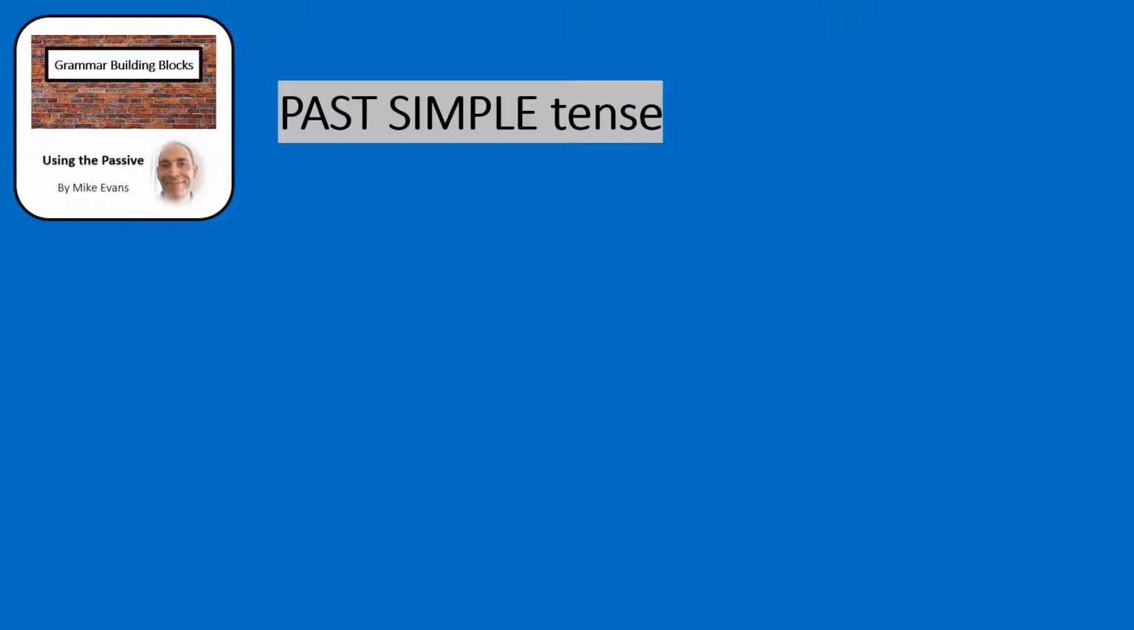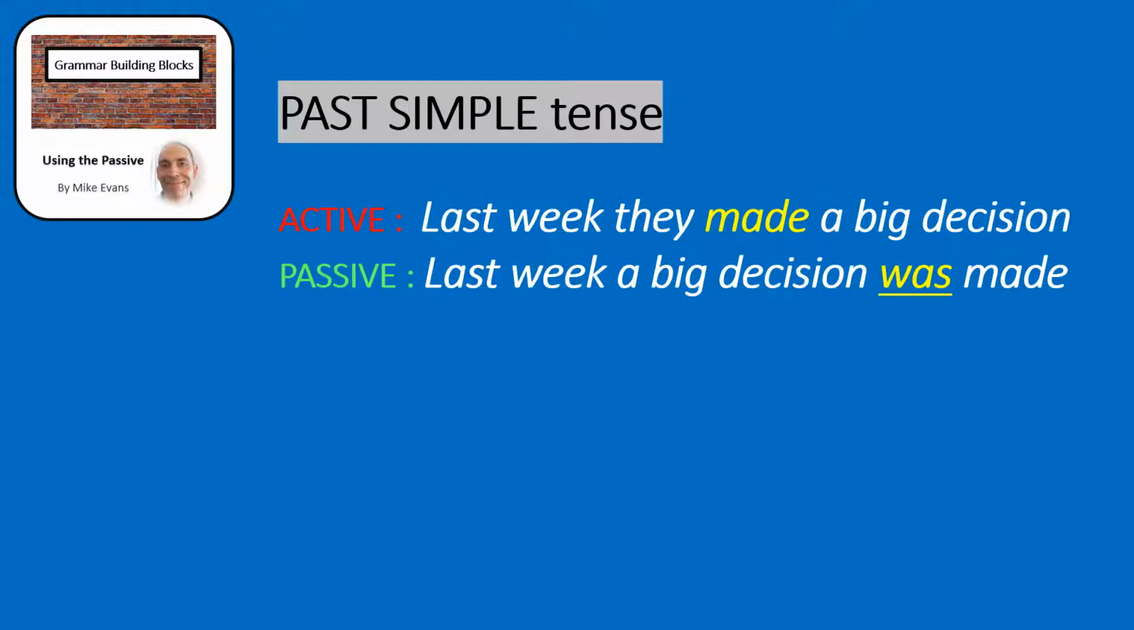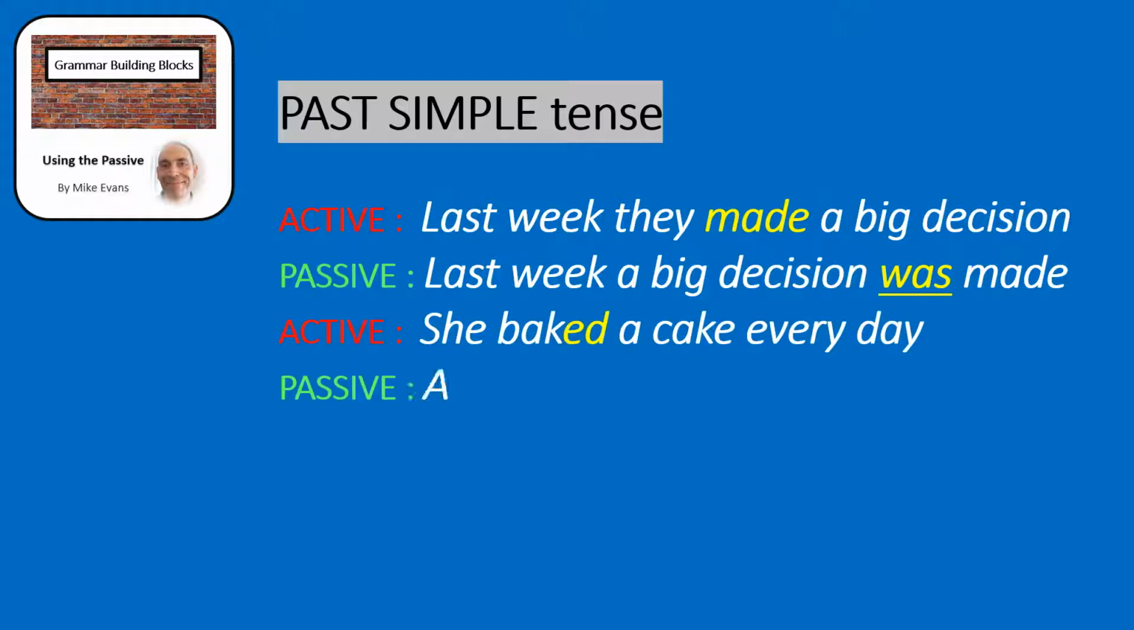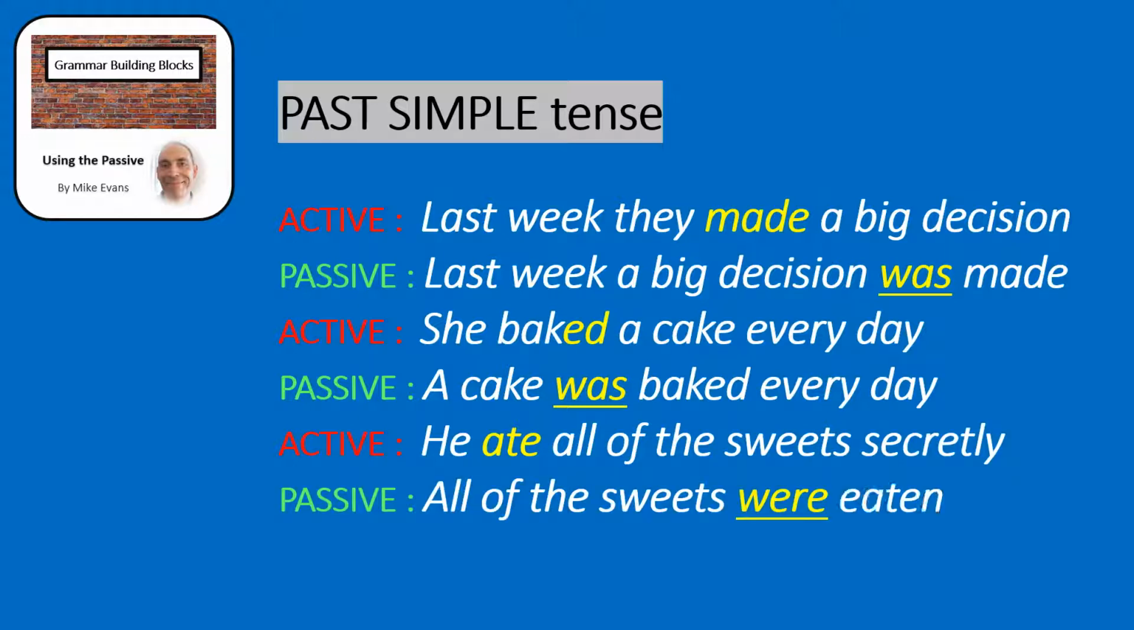We can do the same thing in the past simple. Last week they made a big decision. Last week a big decision was made. She baked a cake every day. A cake was baked every day. He ate all of the sweets secretly. All of the sweets were eaten secretly. The passive is really not so difficult to form, even though sometimes it can look a little complicated.